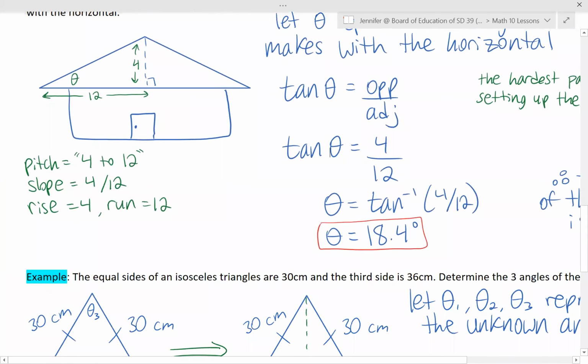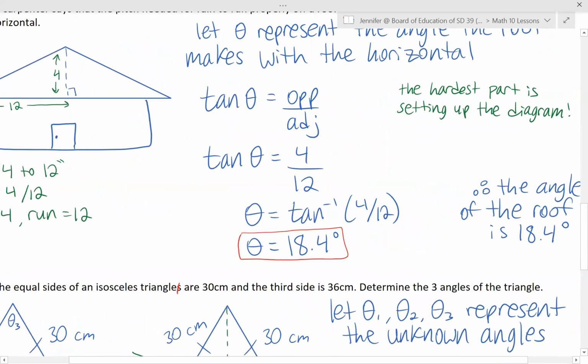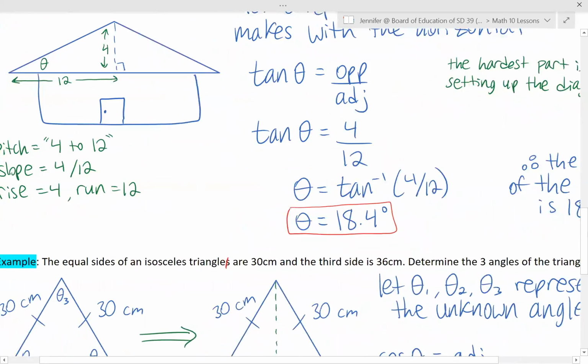The last problem we'll go over together. The equal sides of an isosceles triangle, it should just be triangle, are 30 centimeters, and the third side is 36 centimeters. Determine the 3 angles of the triangle.